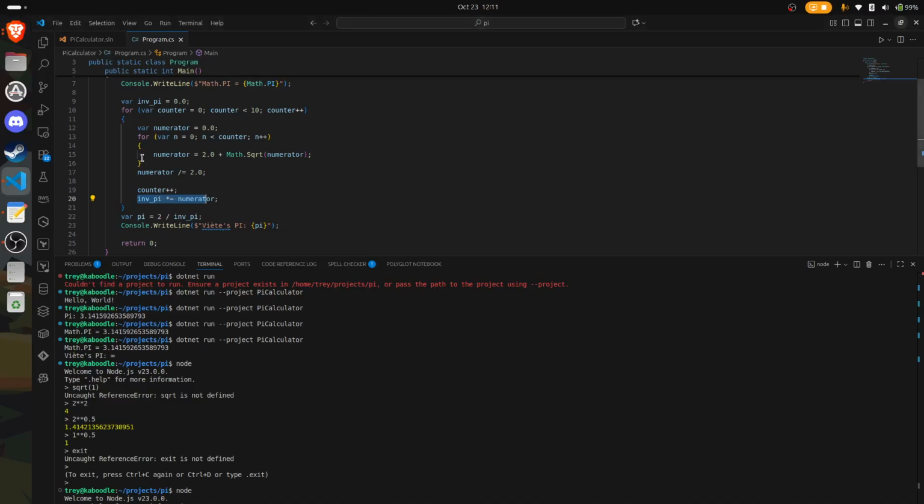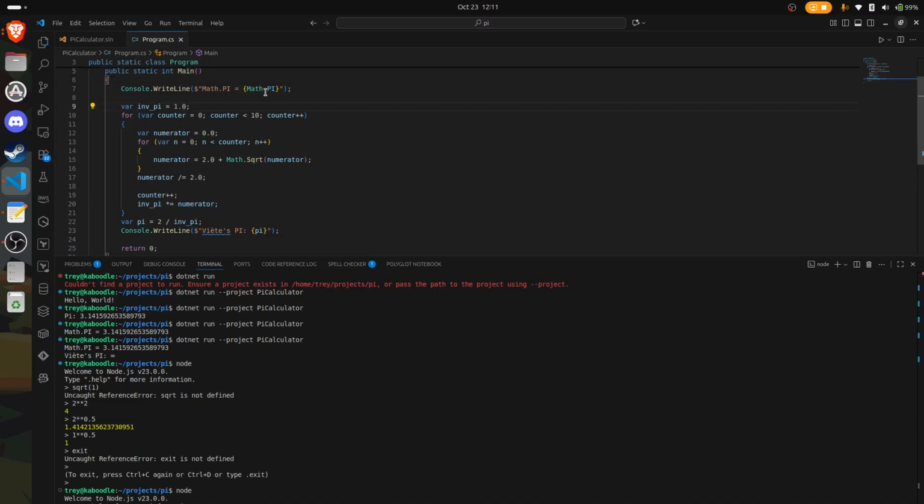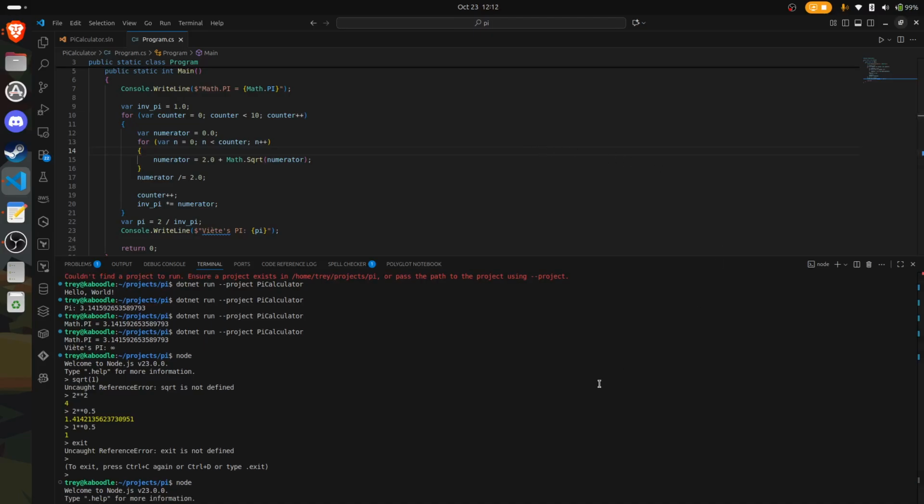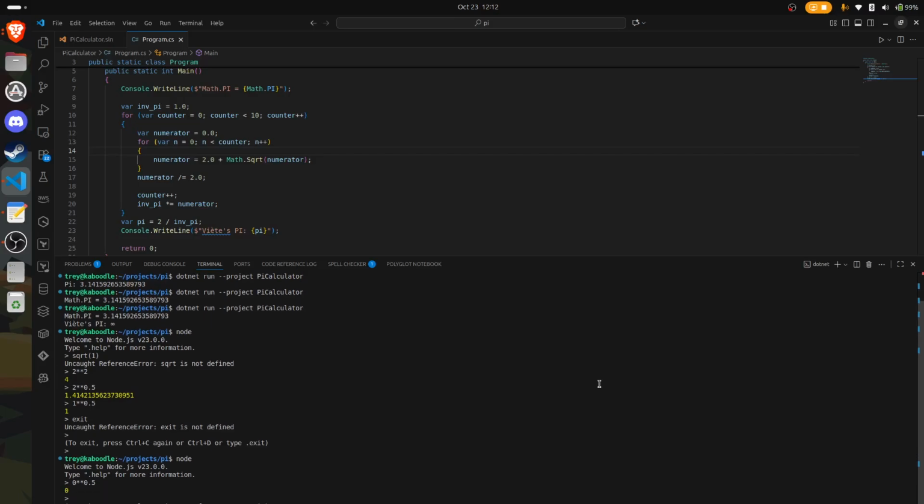And then increment the counter, multiply by whatever came before. That needs to be 1. Otherwise, we're multiplying by 0 forever, which is useless. Okay, let's try again. Still infinite.